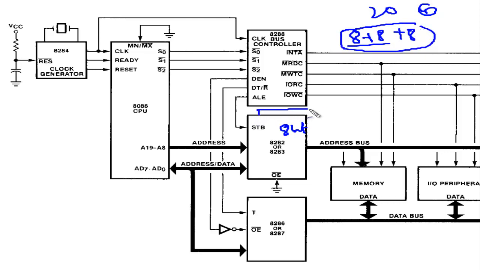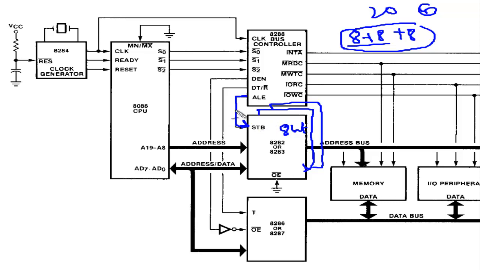Remember that here, in this half diagram, we have 3 latches. They are connected with the ALE, and ALE is connected with the strobe, the STB, of the 8282 latch. Remember that the ALE is connected with the strobe of the latch, and this, in short, helps in the demultiplexing of the data and address bus.